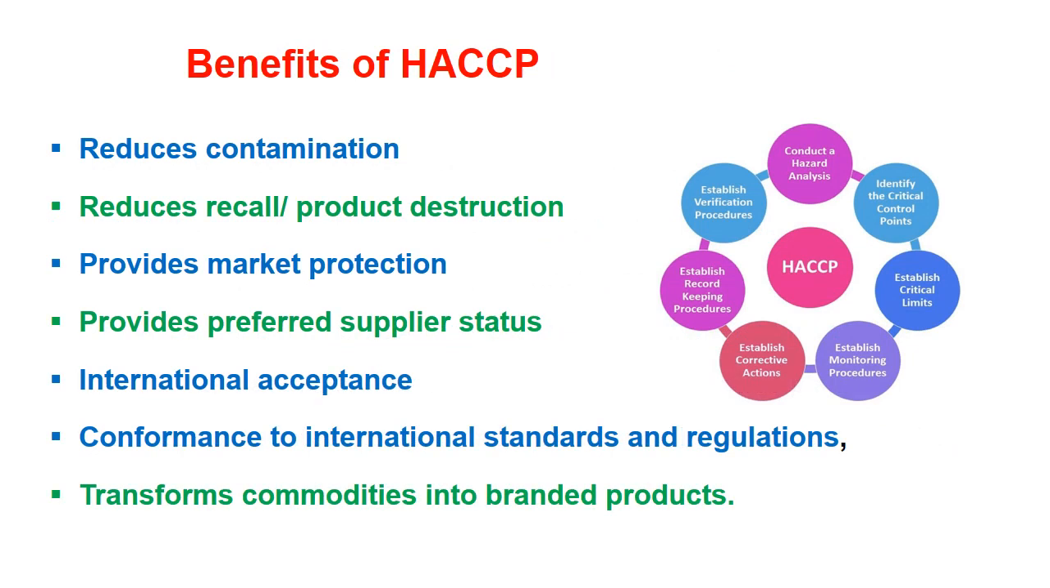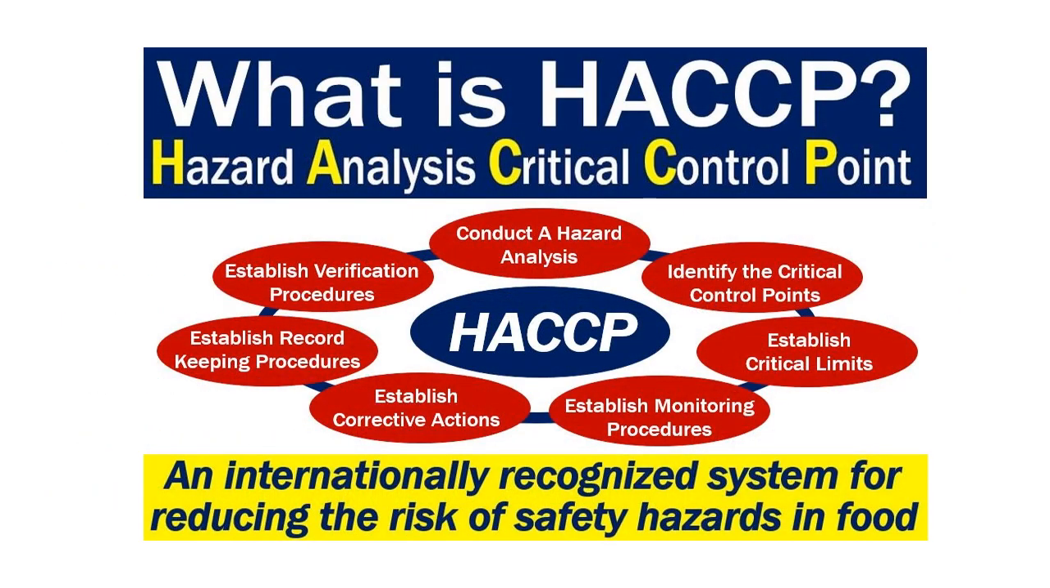Here briefly we will see the benefits of HACCP, which we discussed in another way in the beginning. It reduces contamination, reduces recall or product destruction, provides market protection, provides preferred supplier status, and provides international acceptance, conformance to international standards and regulations, and transforms commodities into branded products. So briefly, these are the importance and benefits of HACCP application in all food industry, even in the dairy industry or meat industry. So now we are at the end of today's lecture.